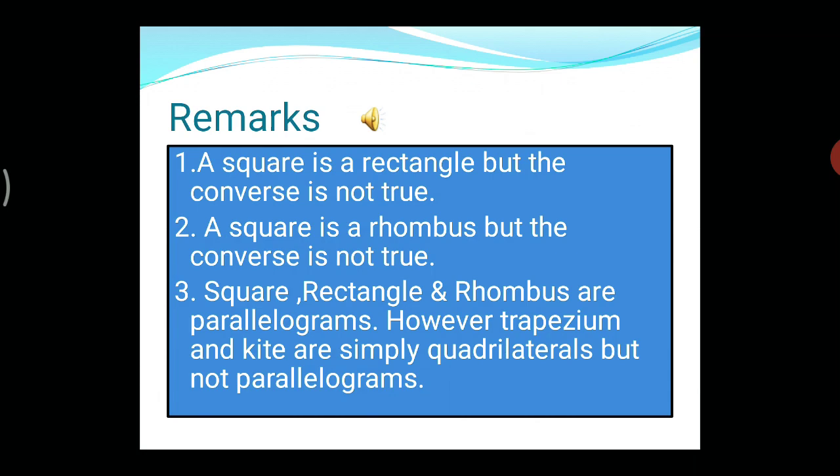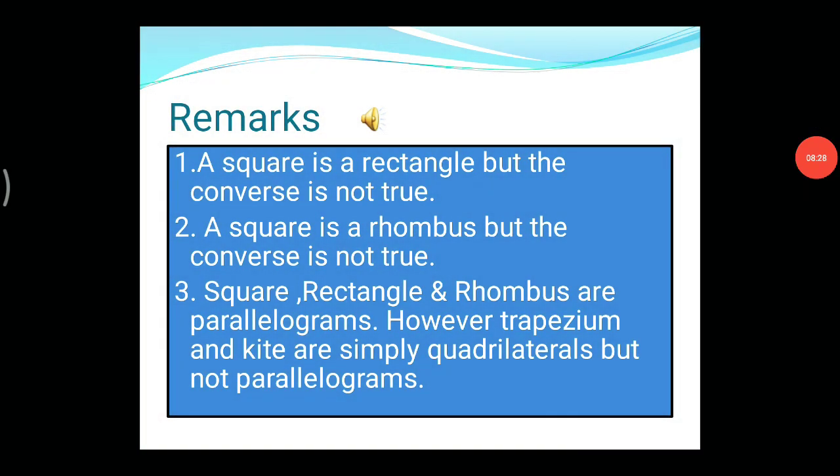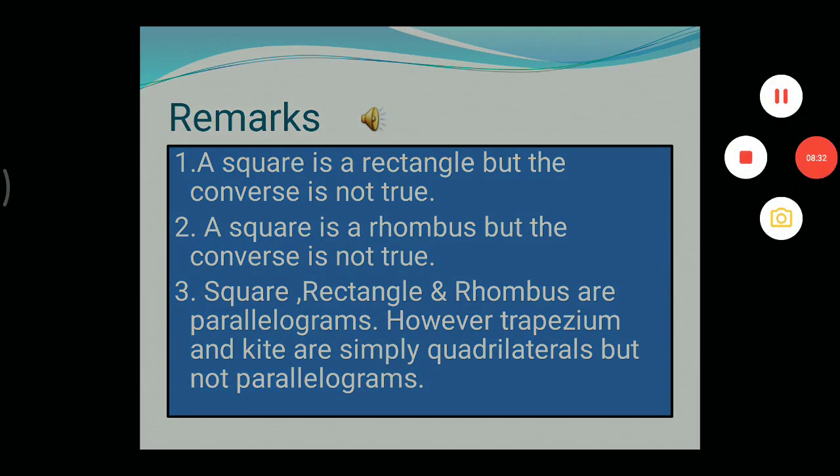With this we conclude our topic, but you should remember the next topic will be on properties of parallelogram but with proofs. Thank you for watching.